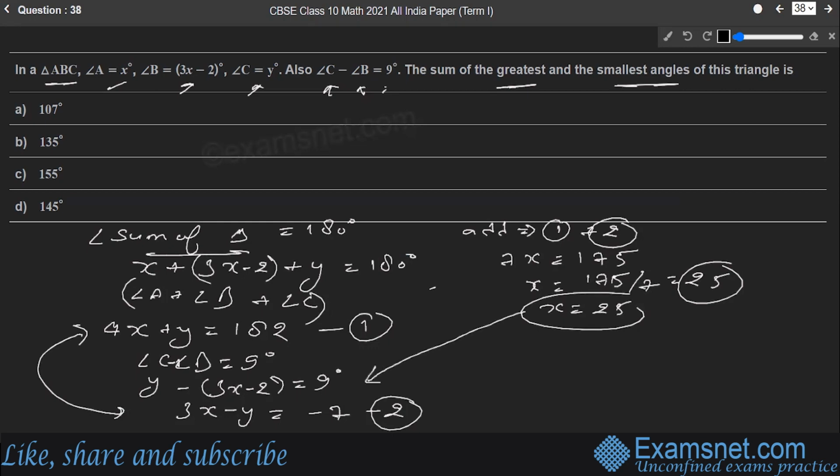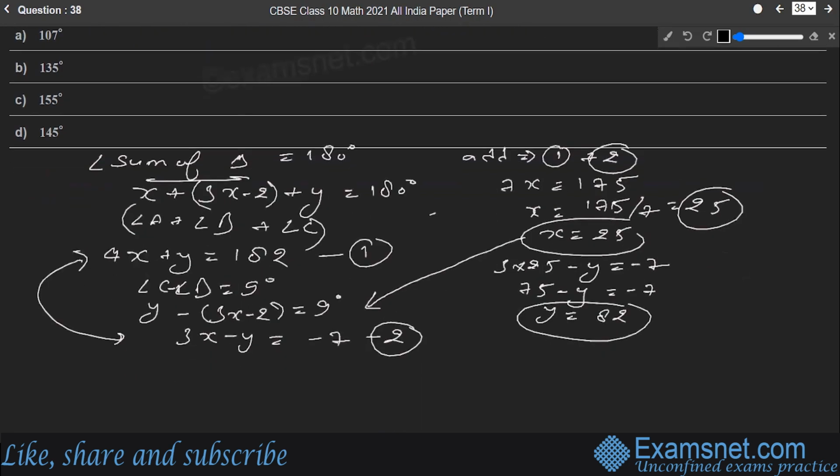Let us put x in equation number 2. So it becomes 3 into 25 minus y is equal to minus 7. So it is 75 minus y is equal to minus 7. So the y value comes out to be how much? The y value comes out to be 82, and that is the y part of it.